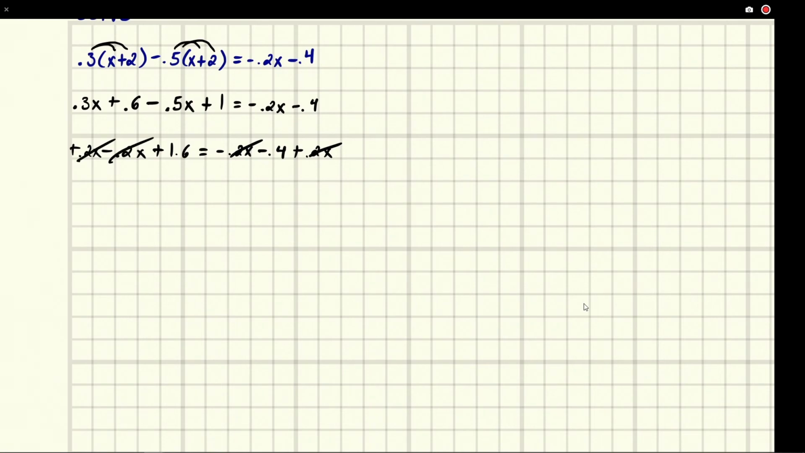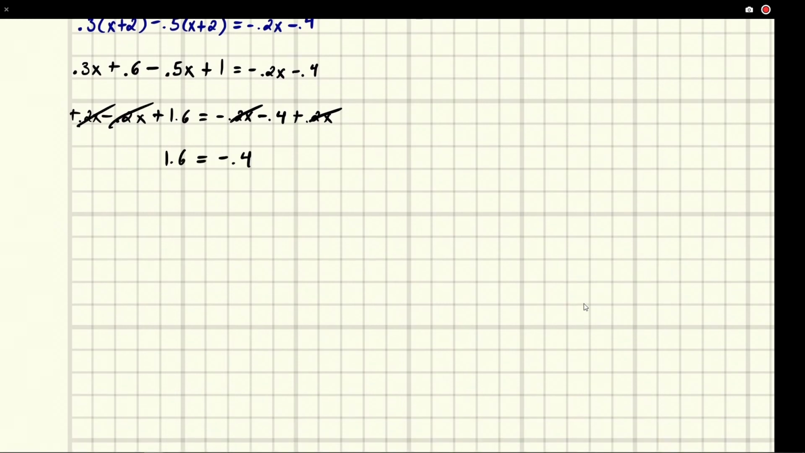So we're left with the following statement. 1.6 is equal to negative 0.4. We know that such a statement is nonsense. It cannot be true. And so this is a contradiction.